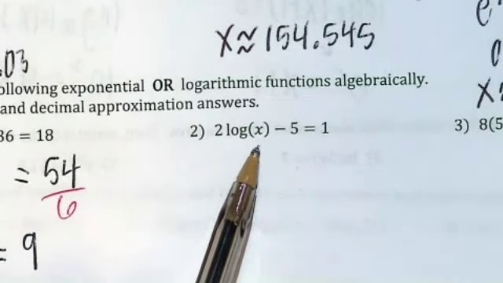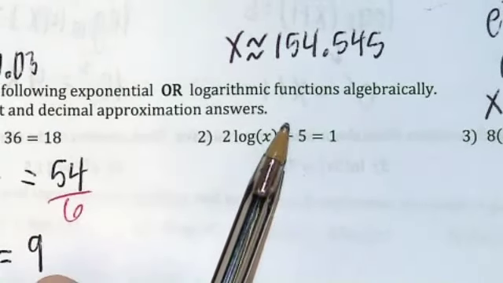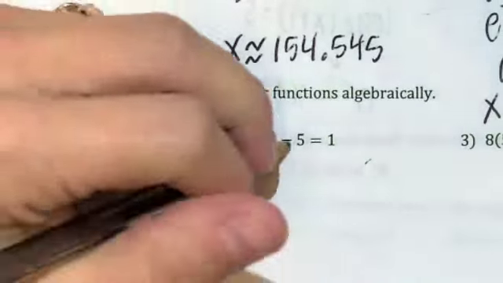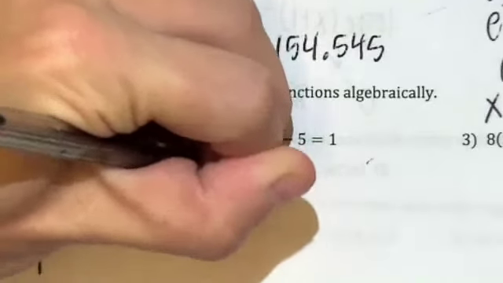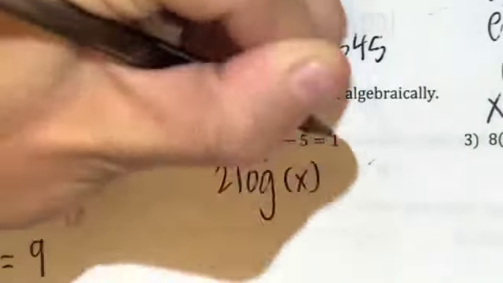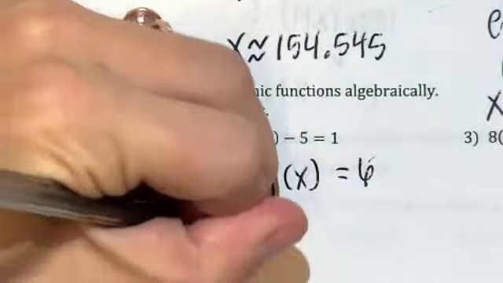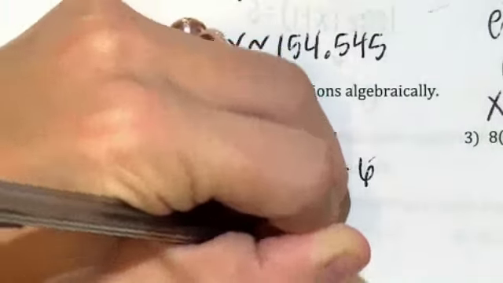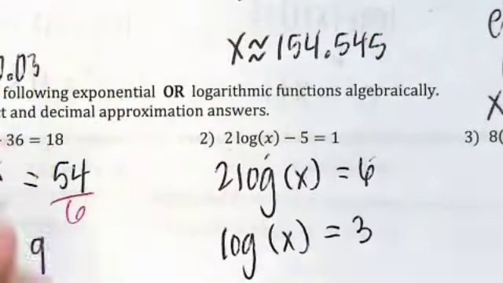All right, I need to solve for x, and it's kind of stuck. I'm going to get rid of this 5 and this 2. I'm going to add the 5 first. So 2 log x equals 6. Then I'm going to divide by 2. Log x equals 6 divided by 2 is 3.